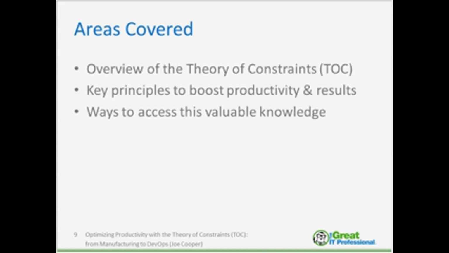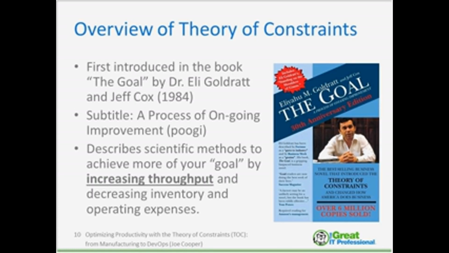So starting with an overview of the theory of constraints. Theory of constraints was first introduced in the book The Goal by Dr. Eli Goldratt and Jeff Cox in 1984. And the methods described in that book are still as relevant today as they were back in 1984, which is rather amazing. The subtitle of the book is A Process of Ongoing Improvement, and you'll hear that referred to oftentimes as POOGI. So if you ever hear the term POOGI, that really is describing the process of ongoing improvement.